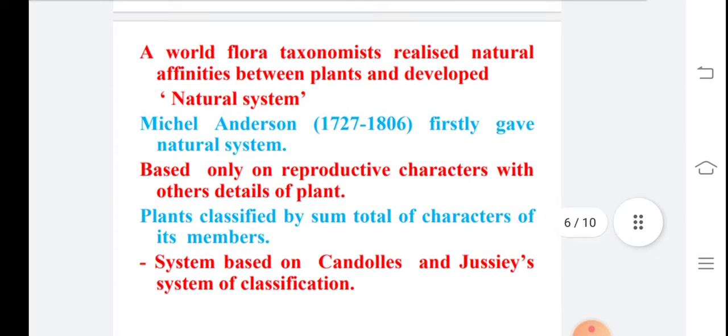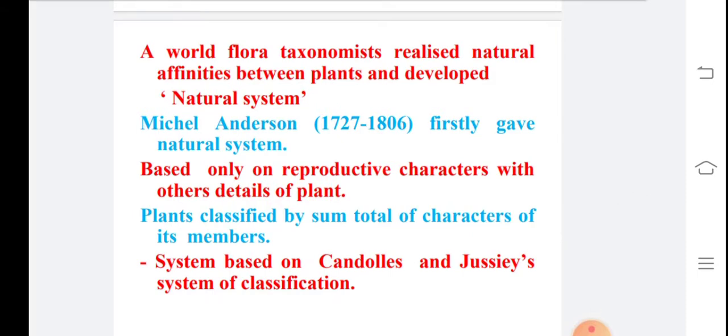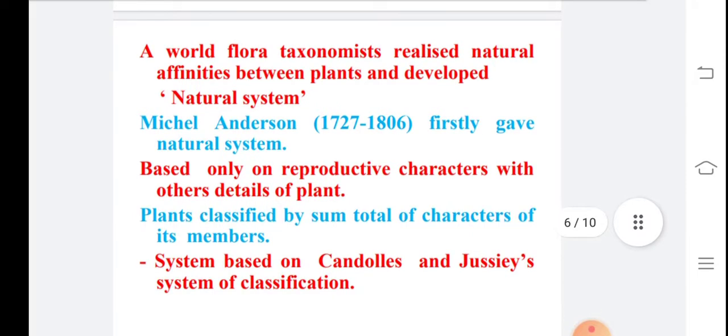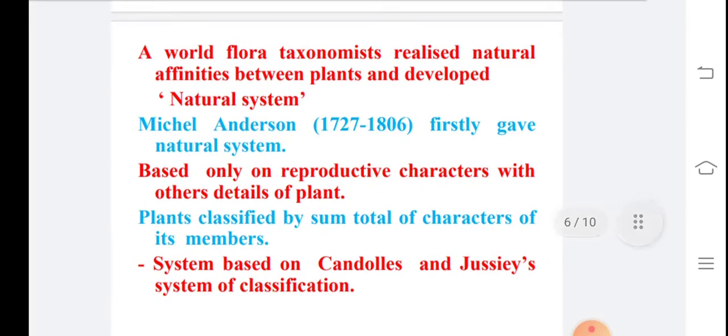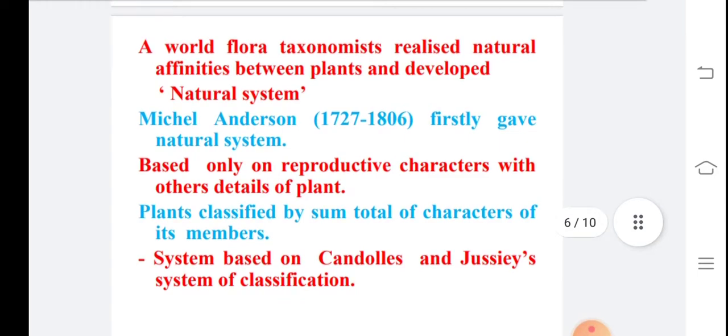So Michael Anderson, 1727 to 1806, firstly gave this natural system of classification based on the reproductive characters with other details of the plant. Then the plant is classified by the sum total of characters and its members, and therefore this system is based on De Candolle and Jussieu's system of classification. So this is the history of the system of Bentham and Hooker.